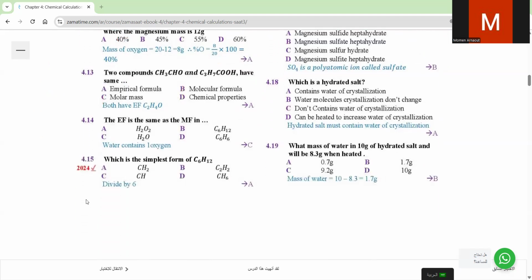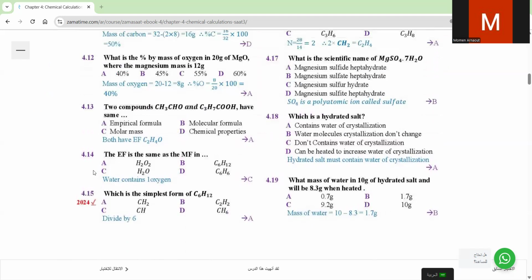The EF is the same as MF. What is EF and MF? Empirical formula and the molecular formula. Yes, great. When they are equal, they are the same in the compound that cannot be simplified. Remember it, cannot be simplified.